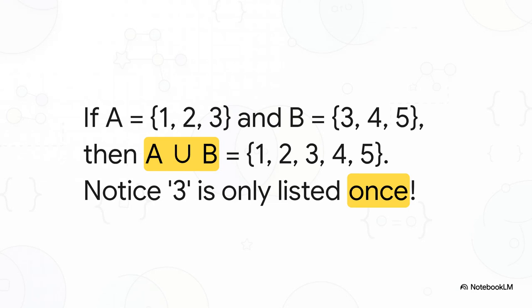Check out this simple example. If set A is 1, 2, 3, and set B is 3, 4, 5, their union, A union B, is 1, 2, 3, 4, 5. But, and this is important, notice how the number 3 is only listed once. Even though it was in both sets, we only write it down one time in the union. Remember, sets are all about distinct, unique elements.